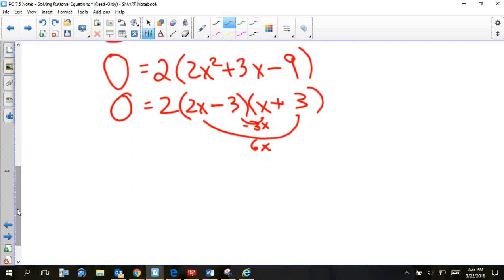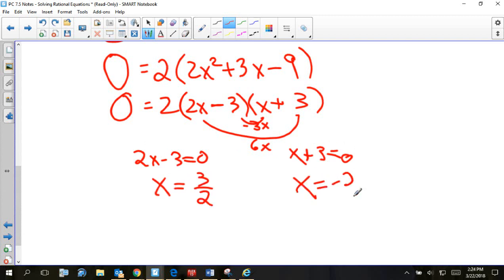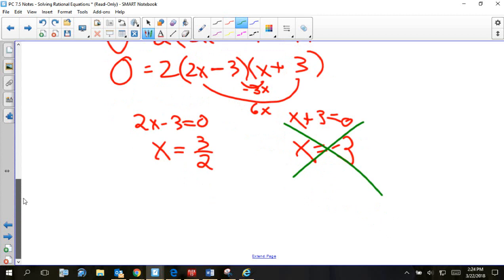We set each factor equal to 0. So we have 2x minus 3 equals 0, and we have x plus 3 equals 0. So x equals positive 3 halves, or x equals negative 3. What's our last step? Check the domain restrictions. Do either of them say one of my answers here? Yeah, we have the domain restriction of x cannot equal negative 3, so reject it. You are not an answer. We only have the answer of 3 halves.